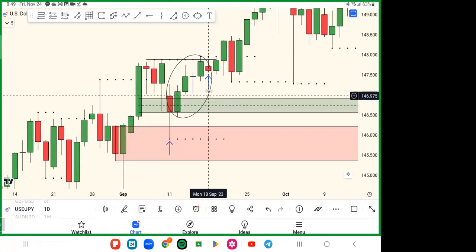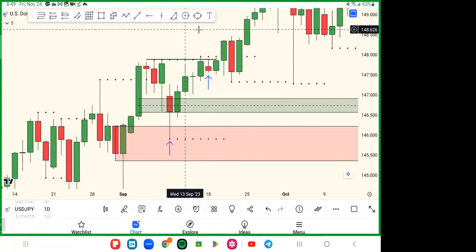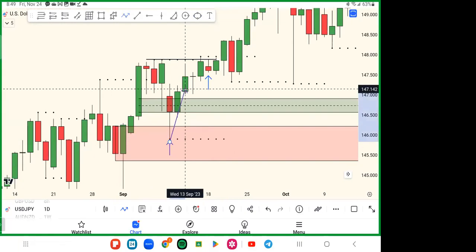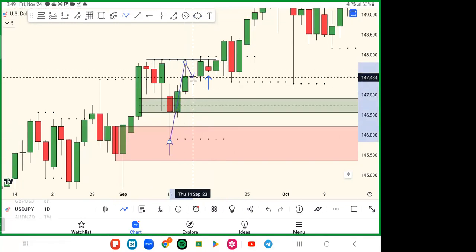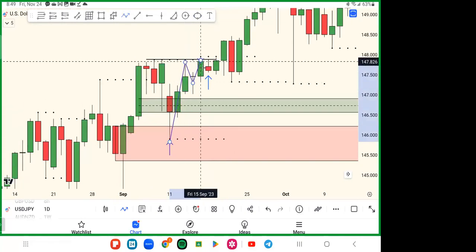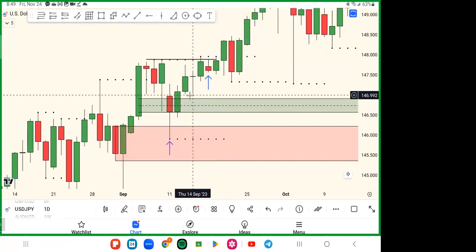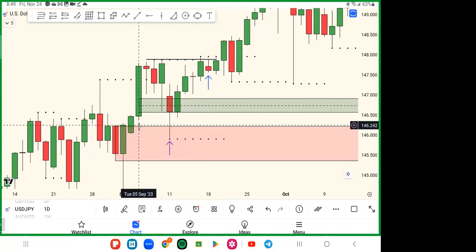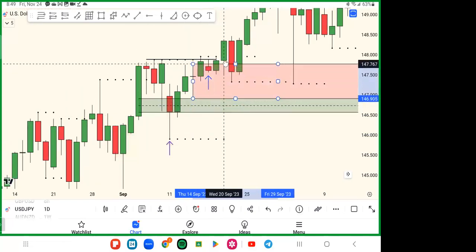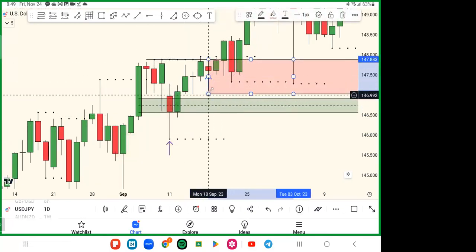So this one right here, notice how we have a restart. We have a rally. Boom. Nice push. Nice push. Market starts to consolidate. This is a restart. Boom. We break out. So now this last selling candle is going to be our starting point.